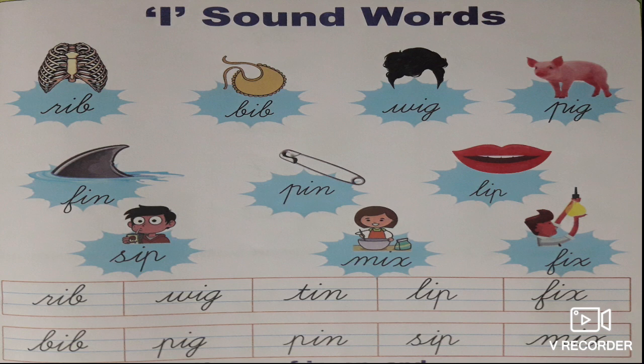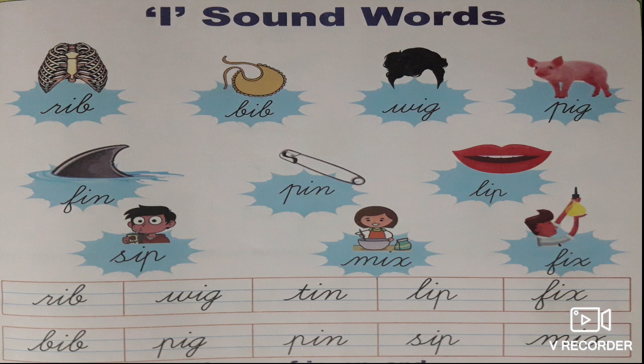What is she doing? Mix. What is the spelling of mix? M-I-X, mix. What is this man doing? Fix. He is fixing the bulb. The spelling of fix is F-I-X, fix.